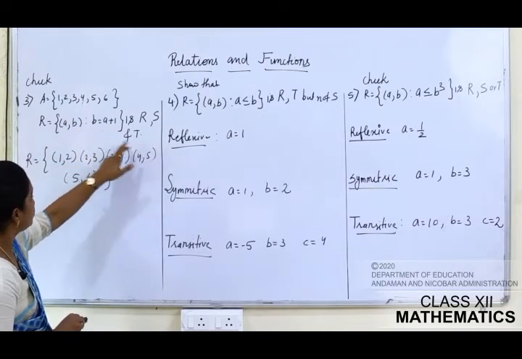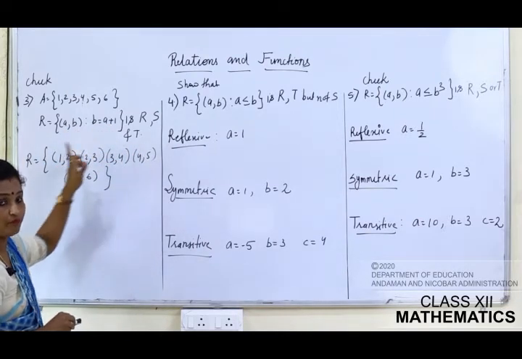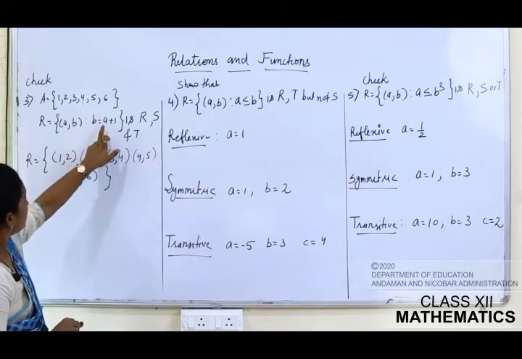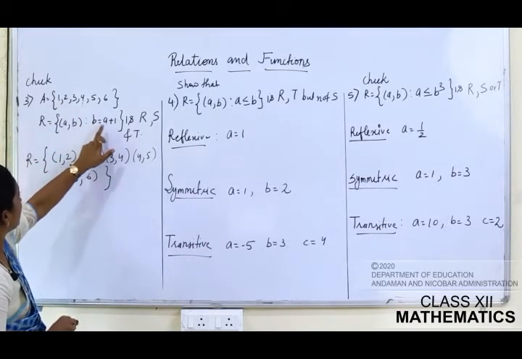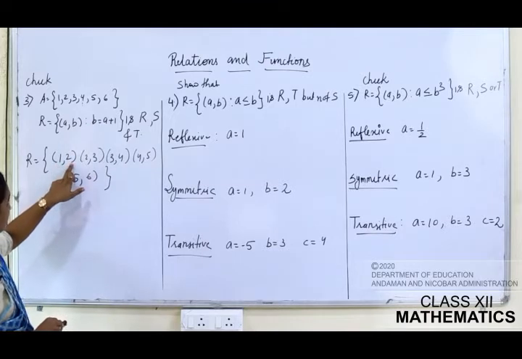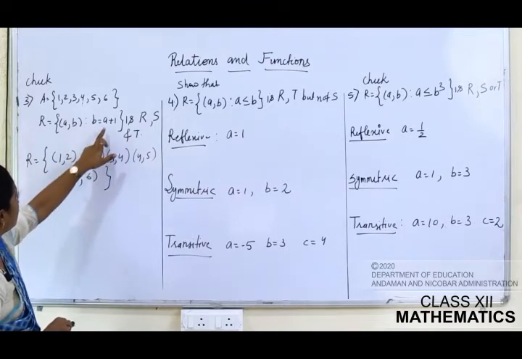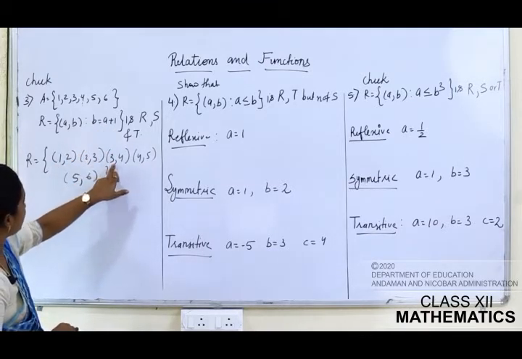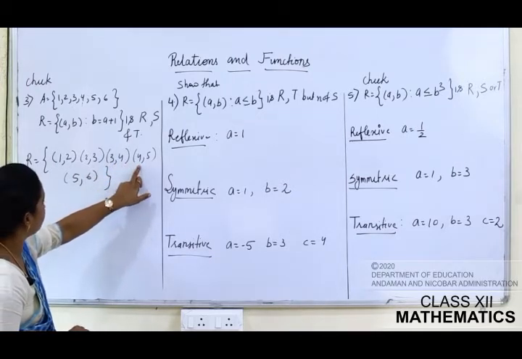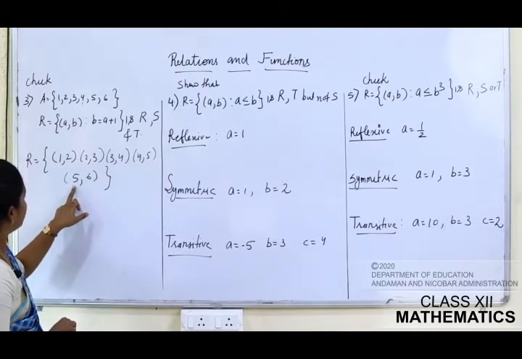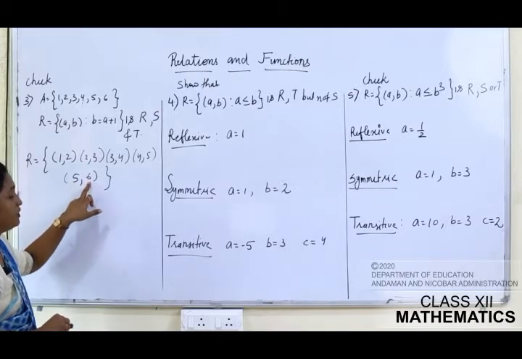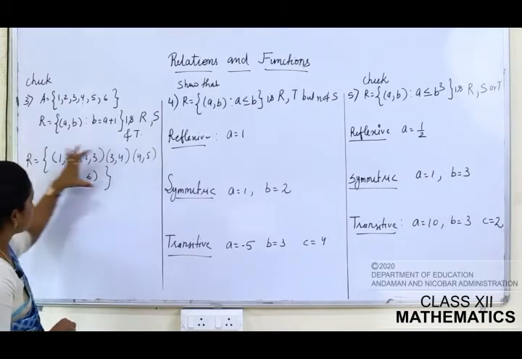First you write the relation in roster form. What is roster form? When a is equal to 1, b will be what? 1 plus 1, 2. So (1, 2). When a will be 2, b will be 2 plus 1, 3. When a will be 3, b will be 4. When a will be 4, b will be 5. And when a will be 5, b will be 6. So you're getting the roster form.